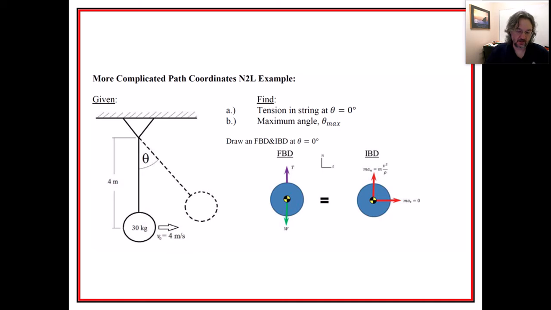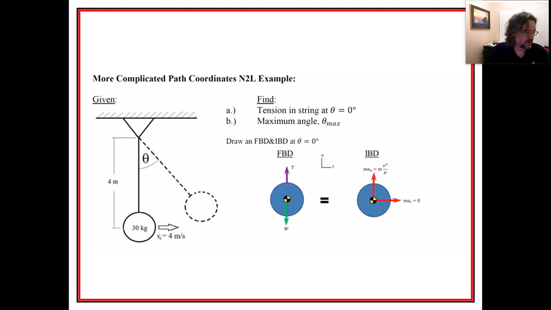Okay, for class 7 in statics and dynamics, here's another example, a little bit more complicated, I guess. Path coordinates example. It's very common to do a problem involving a pendulum right here, right? It's much easier to use this stuff with a pendulum.